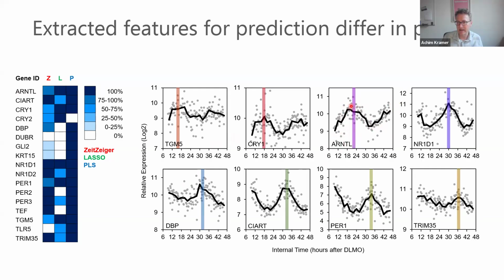Arntl is peaking around 22 hours after DLMO. And DLMO is usually at 9 p.m. So Arntl is peaking at about 7 p.m. When you look, for example, at NR1D1, this peaks 30 hours after DLMO, which is basically 3 o'clock in the morning, and so on. So it's a different phase, and these are only a few examples to show there's quite some variability, but the power is in the numbers. And then now you have that.